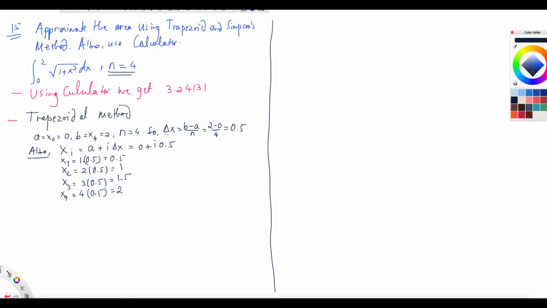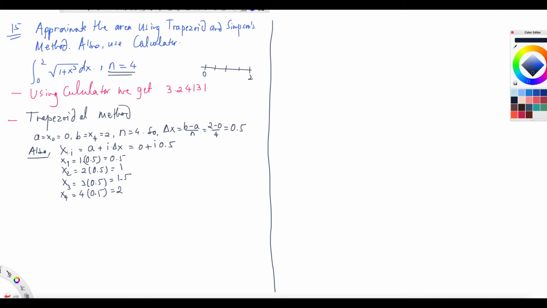N equals 4. So delta x is (b minus a) over n. That's what we write, which is (2 minus 0) over 4. That's the width of each stripe, right? (2 minus 0) over 4 is 0.5. So you are basically dividing 0 to 2 into 4 equal parts. That is 0.5, 1, 1.5, 2, like that, right?